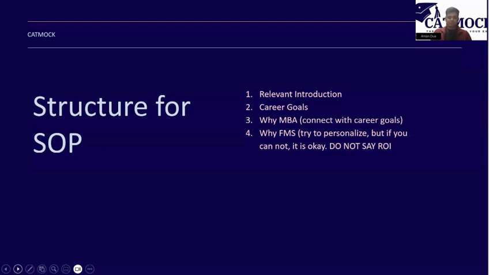Then finally, why FMS? Now, do not say ROI. Please do not say ROI. FMS is very good for a multitude of reasons. You need to find your why FMS yourself. Try to personalize it. If there is a personal story, bring it out. If there is no personal story, which would be true for like 95% of you, that's absolutely fine. A personal story, if there is, it's good. Most of you would not have a personal story. You can simply mention that I want to join FMS because it's one of the best B schools out there. And if you can dig out some fact that you really like, professors would love that.